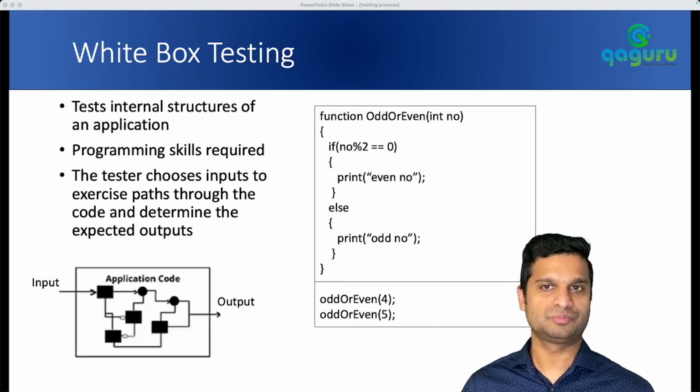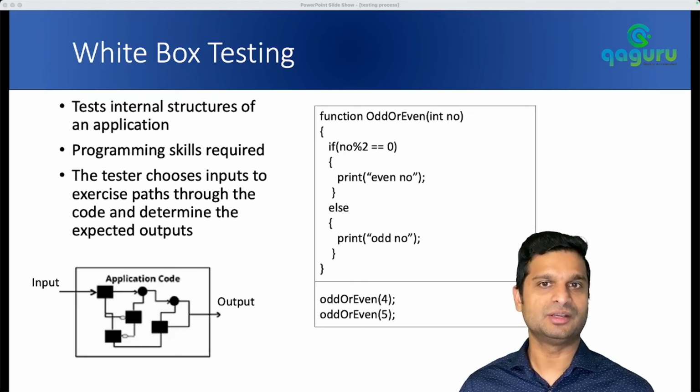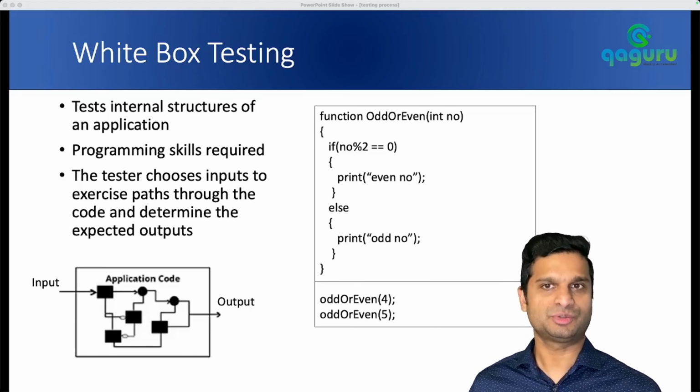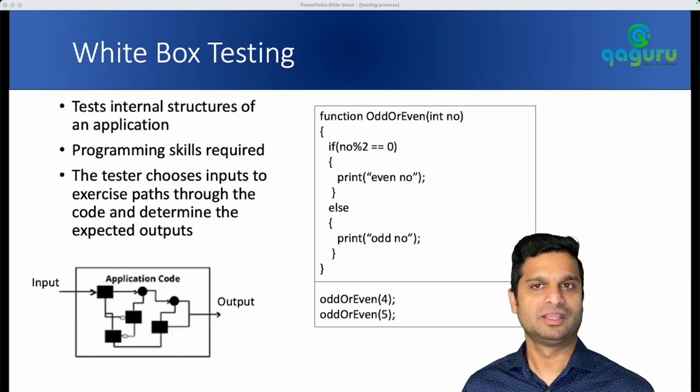So how do you test all these internal structures? You can give some input and ensure that one particular area of the code is executed as per the requirement. Now, in order to understand it, let's take a look at the sample code given here. Okay, it's a function. It's just pseudo code.